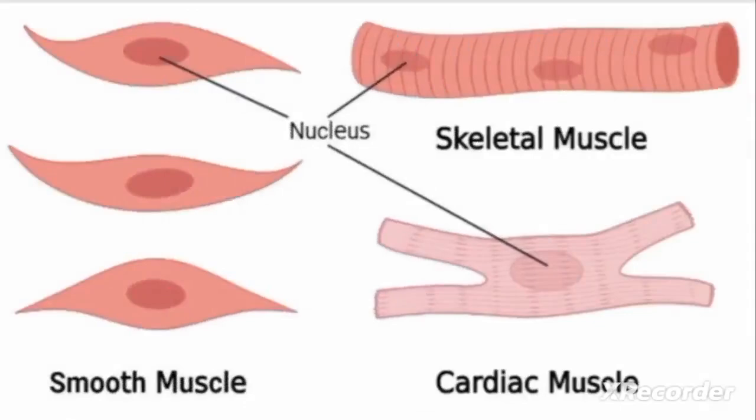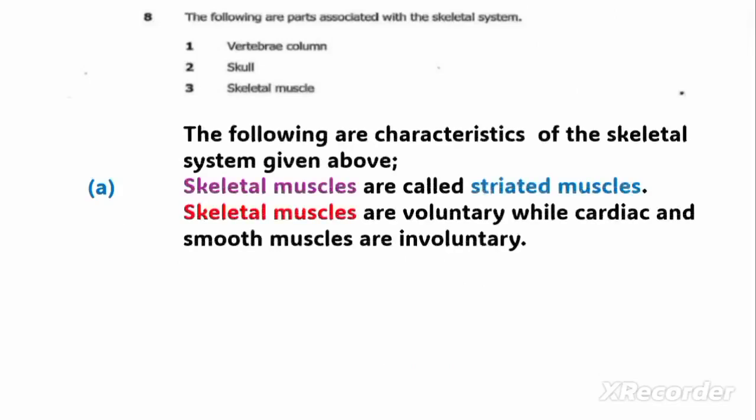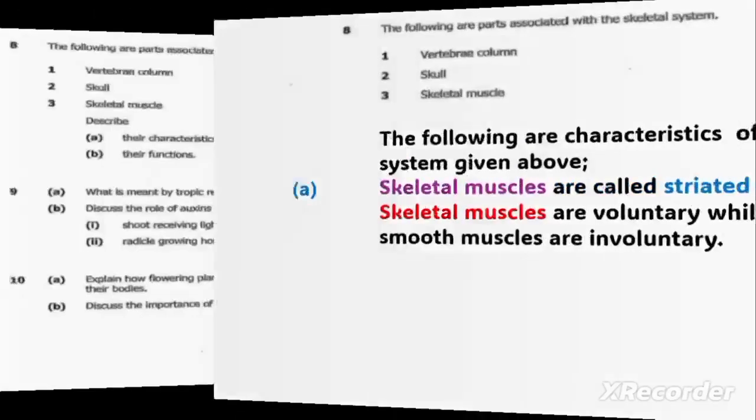there are 3 types of muscle. Skeletal muscle, smooth muscle and cardiac muscle. Skeletal muscles are voluntary, while cardiac and smooth muscles are involuntary. By the way, sorry, I made a mistake. There are 3 types of muscles: skeletal muscles, cardiac muscles, and smooth muscles. Skeletal muscles are also called striated muscles.